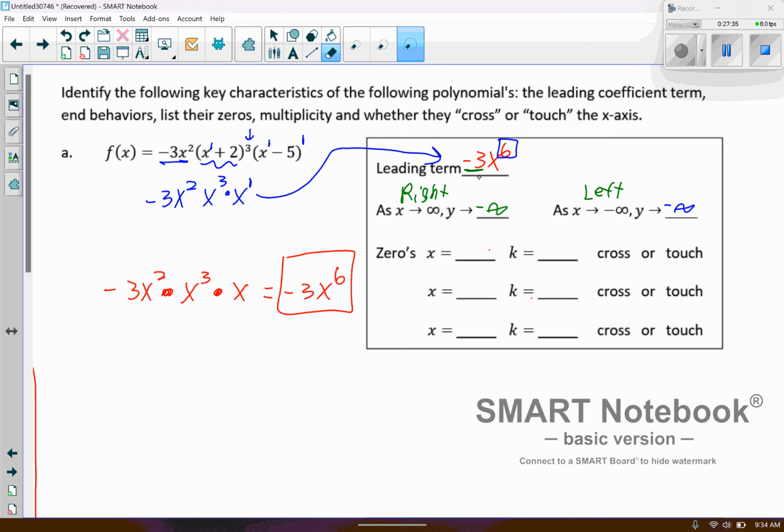The right end goes down because of the negative leading coefficient, and then also down to the left because of the even power of my leading term.